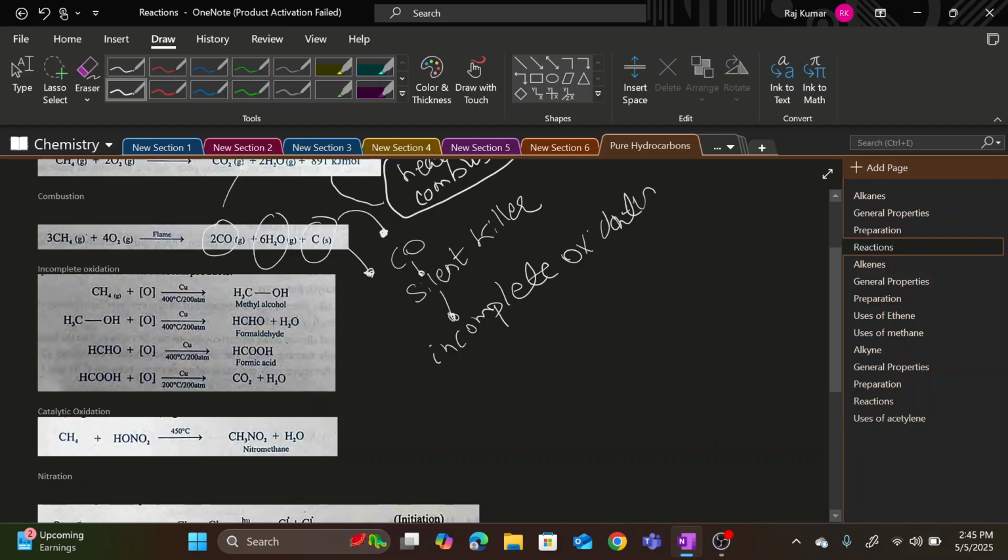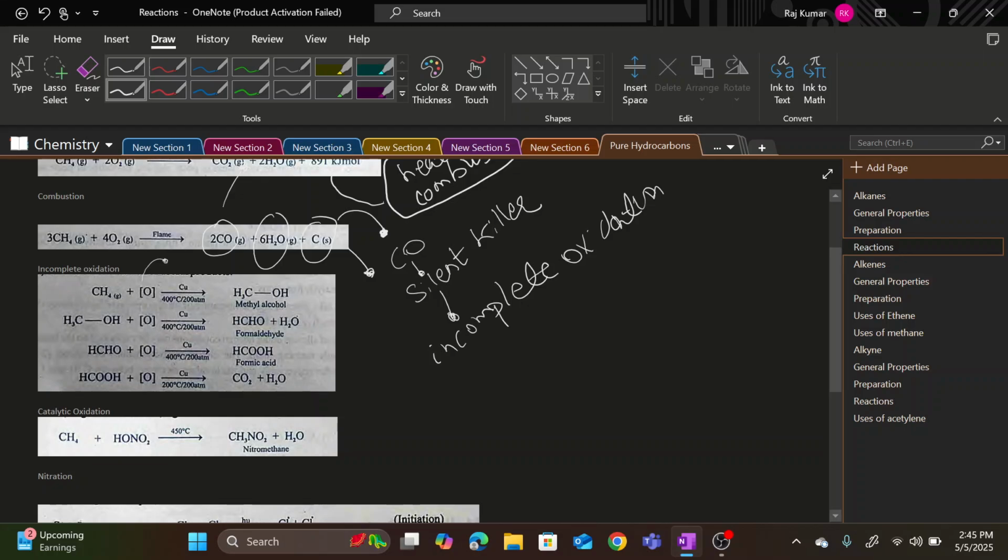Now let's move on to catalytic oxidation. This is the oxidation which is done in the presence of a catalyst at a very high temperature and a very high pressure, such that we get an oxygen source. We can obtain nascent oxygen from oxidizing agents, such as potassium permanganate.